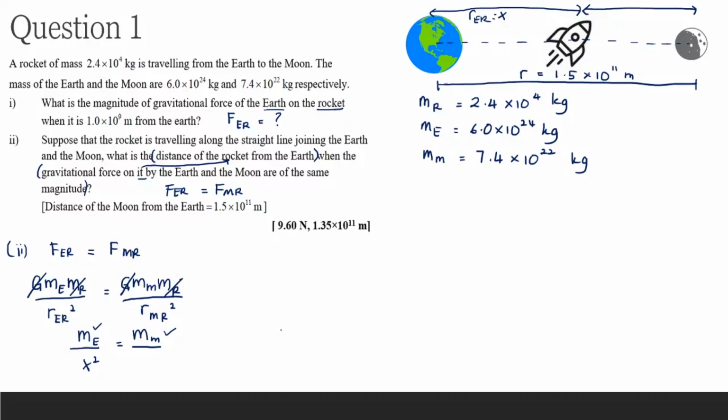Sebabnya kalau dekat sini 1.5 exponent 11, dekat sini X, jadi kat sini berapa? Okay, saya bagi simple example. If I have 5 meters here, distance from this point to that point, dan kita ada another object in between, dan dekat sini 2 meters. Kita boleh cari tak distance dekat sini? Jawapannya boleh, sebab kita just subtract 5 minus 2 dapat 3 meters.